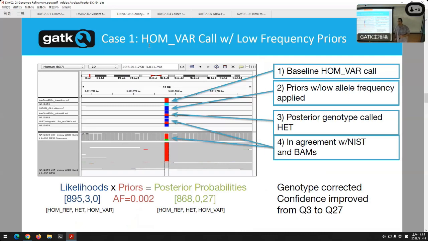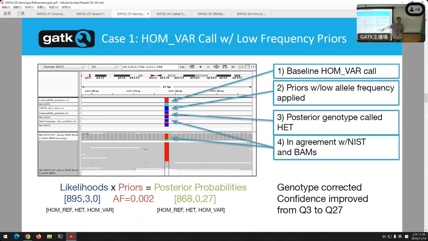Let's say I know that this variant is in gnomAD, but at a very low frequency. Very few people have this variant in gnomAD, so the chance of my having it here is low. So I apply that prior, 2 over 1,000. That's how many people have it in gnomAD. I apply that as a prior, and it now shifts my posterior probabilities. So I have a much better sense of what this real genotype is.